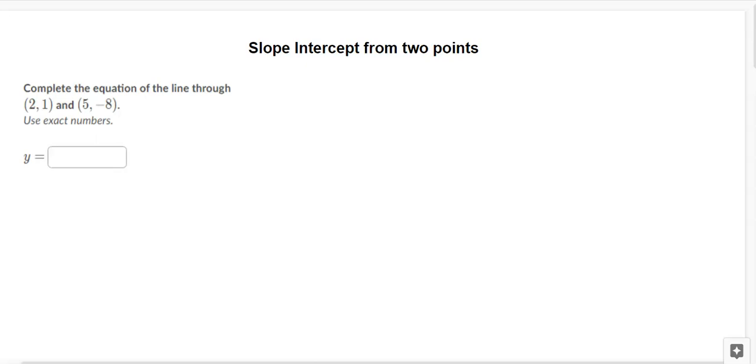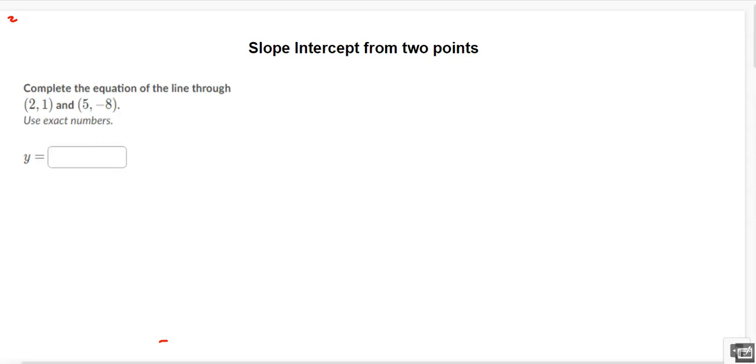All right, Khan Academy, slope intercept from 2 points. So in this section, you're given 2 points, and you need to figure out the equation of a line, slope intercept form. I'm going to teach you 2 ways. They're kind of both, one could be quicker than the other depending on the numbers. But I figure if I give you 2 options, you can kind of pick which way you want to go.